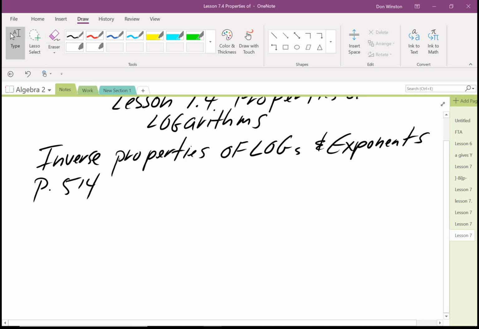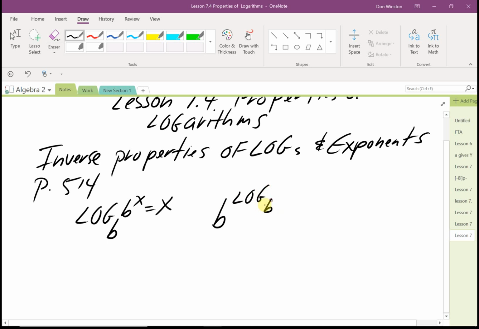The property says this here. It says that log base b of b raised to the x is equal to x. And it also says that b raised to log base b of x equals x. Of all the properties that we learn in 7.4, these are perhaps the most important. These are the ones we're going to use as we move ahead because they help us solve equations. And Algebra 2 is all about solving equations.